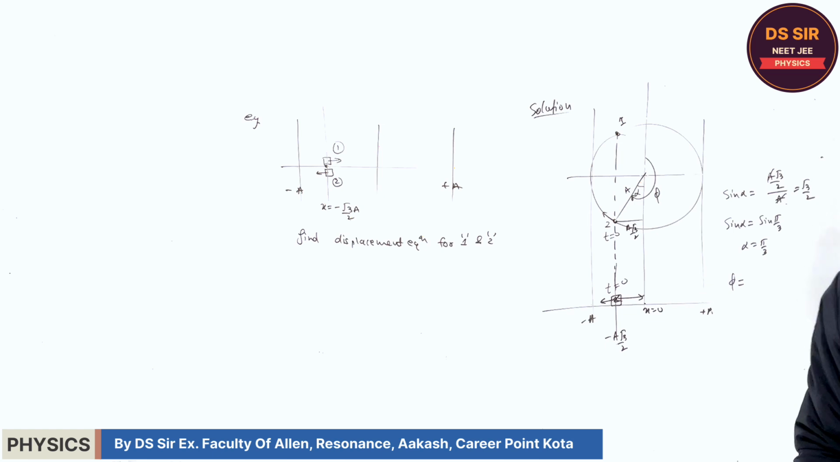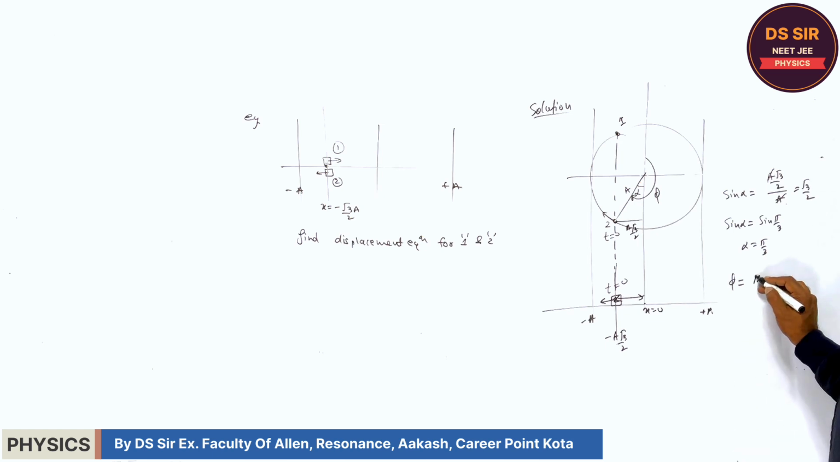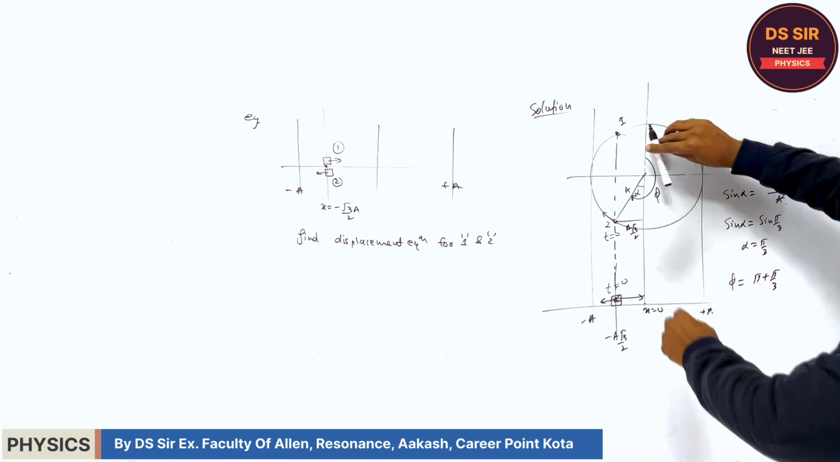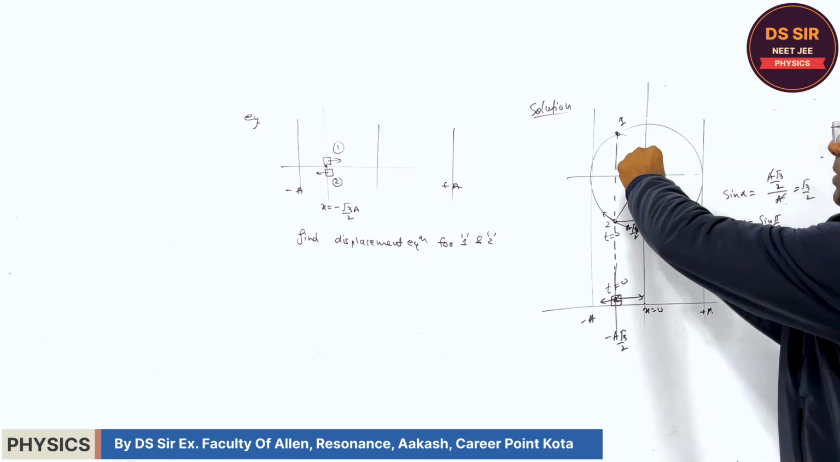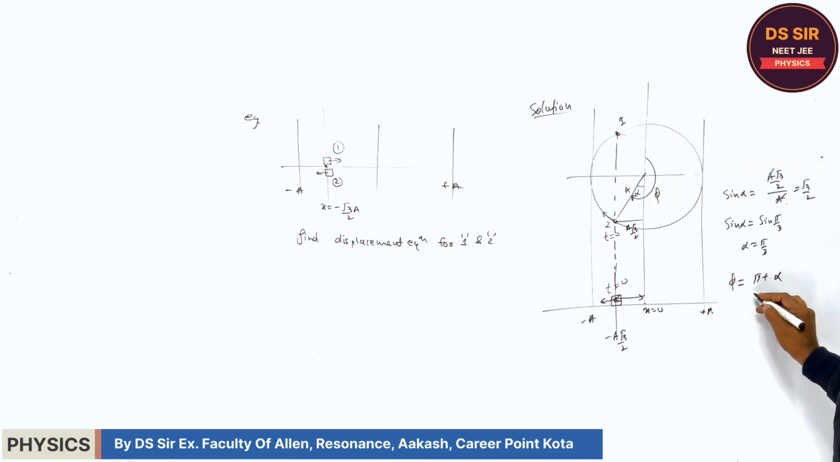What is the initial phase here? No. Pi plus pi by 3. Right, you are correct. Pi plus alpha. So pi plus pi by 3 is 4 pi by 3. Is it clear or not?